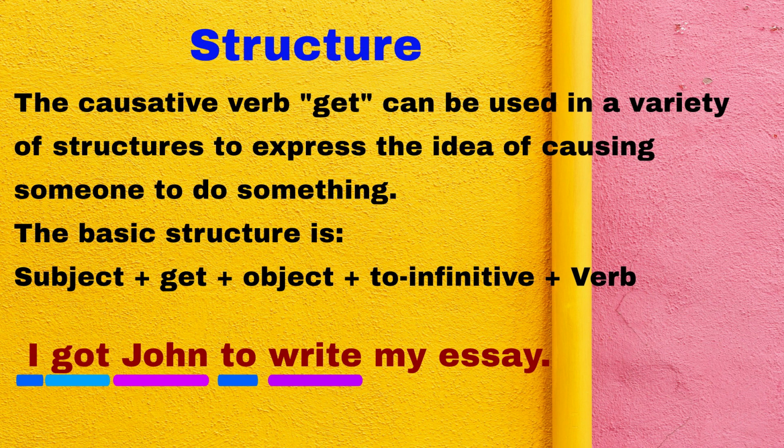In this example, the subject is causing someone to do something by using the causative verb got, followed by an object and a to infinitive verb. The object can be a person or a thing, depending on the context.